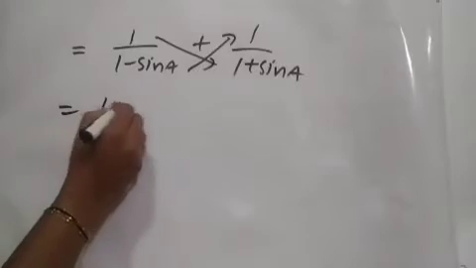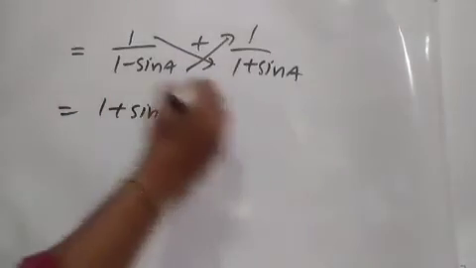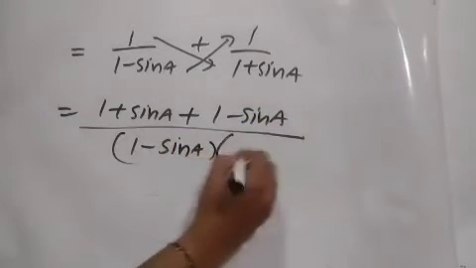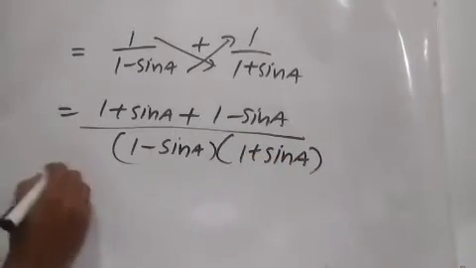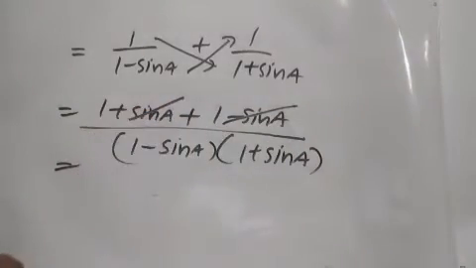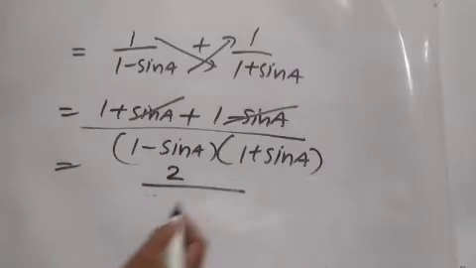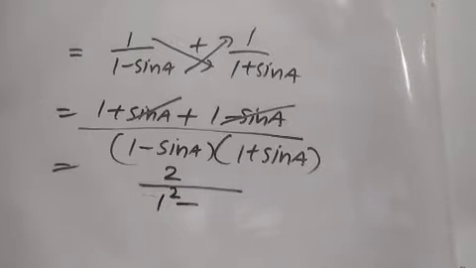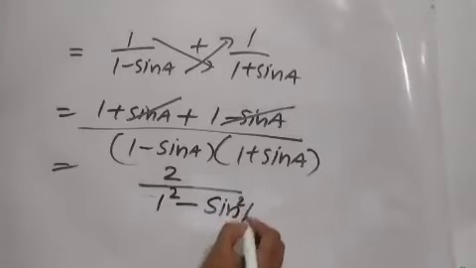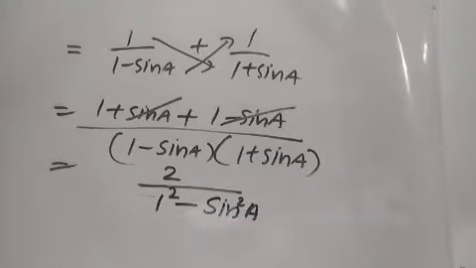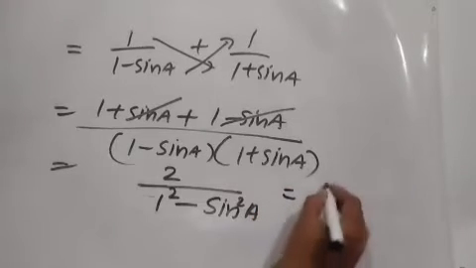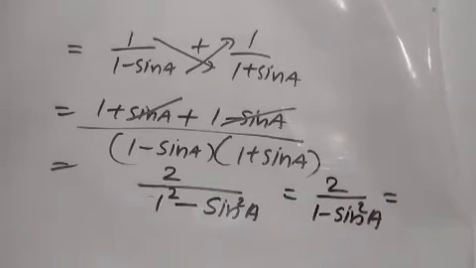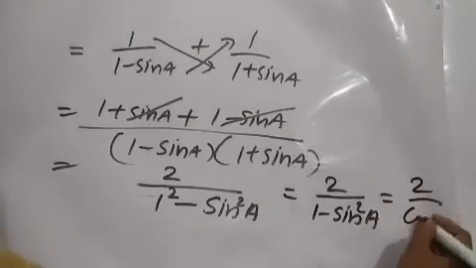That is, 1 into 1 plus sin A is 1 plus sin A, plus 1 into 1 minus sin A is 1 minus sin A, by 1 minus sin A into 1 plus sin A. You can cancel out this sin A and minus sin A. 1 plus 1, 2. And what about (a minus b) into (a plus b)? It's a square minus b square, no? Here 1 minus sin A into 1 plus sin A is 1 square minus sin square A. Sin A into sin A, we write it as sin square A. That is 2 by 1 minus sin square A. 1 minus sin square A is cos square A. So 2 by cos square A.